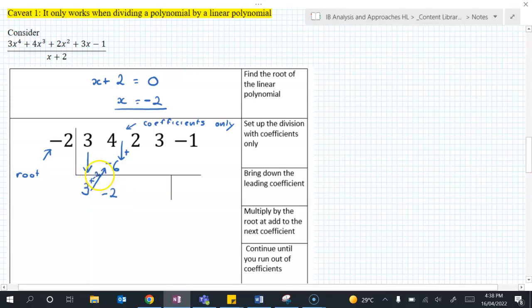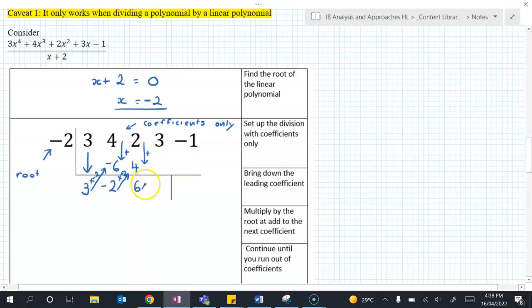Now I might do this above the arrow, so that's a minus 2 there. And then I keep going. I take my minus 2 and I multiply it by the root, which is also minus 2, and I get positive 4. And I add that to the 2, so I get 6. And then I multiply it by minus 2 again.